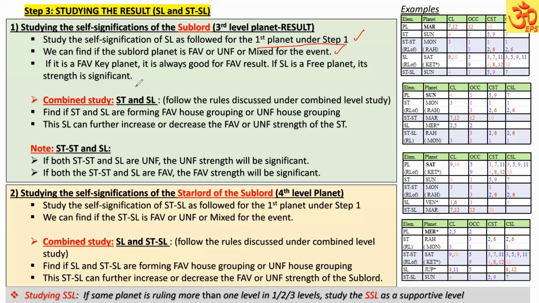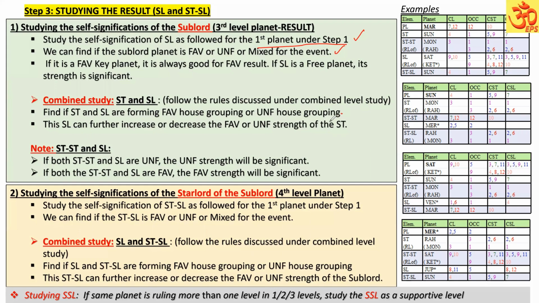Okay, now once we have studied the sublord, we have to do the starlord and sublord combined study. How to do that? In steps 1 and 2, we did the planet and starlord's signification and their combined level study. Here, we have to do the starlord and sublord's combined level study. Please follow the same rules discussed under combined level study. Find if starlord and sublord are forming favorable house grouping or unfavorable house grouping.